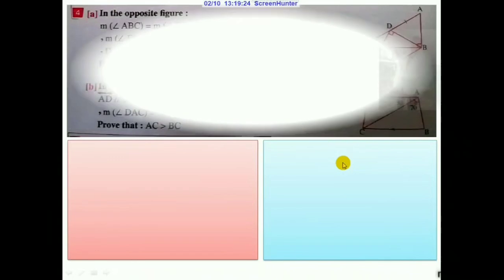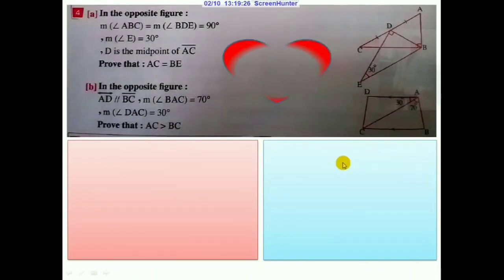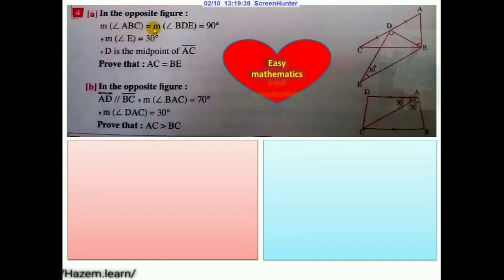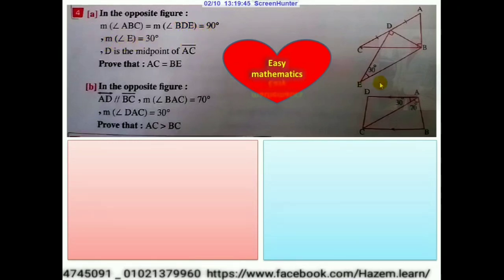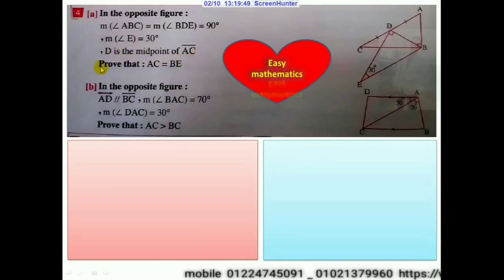Let's see exercise number 4 from page Easy Mathematics. Yes, we all love this page, Easy Mathematics. Number 4, 4A: in the opposite figure, he gave me two right triangles, measure of angle ABC equals measure of angle BDE equals 90 degrees, and he gave me also measure of angle E equals 30 degrees. D is a midpoint of AC. Now he asked me to prove AC equals BE.